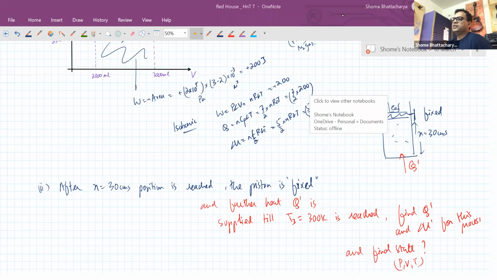But can somebody tell me one thing? I have also mentioned that the walls of the container and the piston are non-conducting. They are insulated walls, right? I mentioned that in the question. So how come the process is not adiabatic? Why is the process not adiabatic?